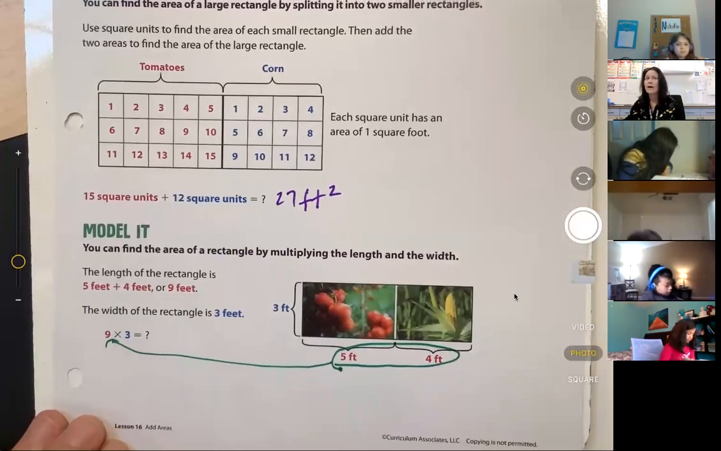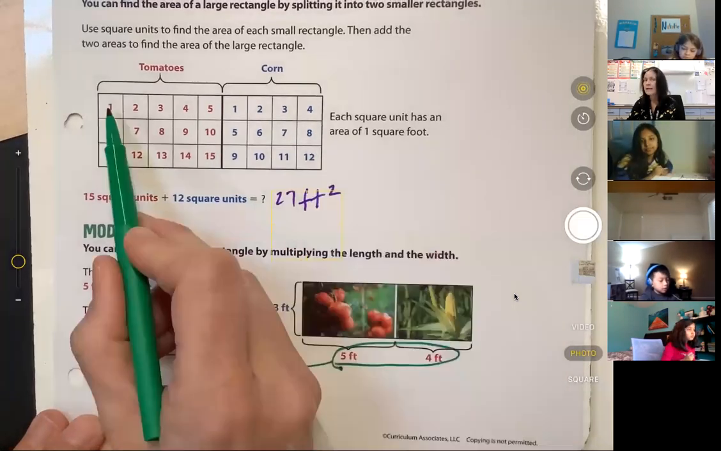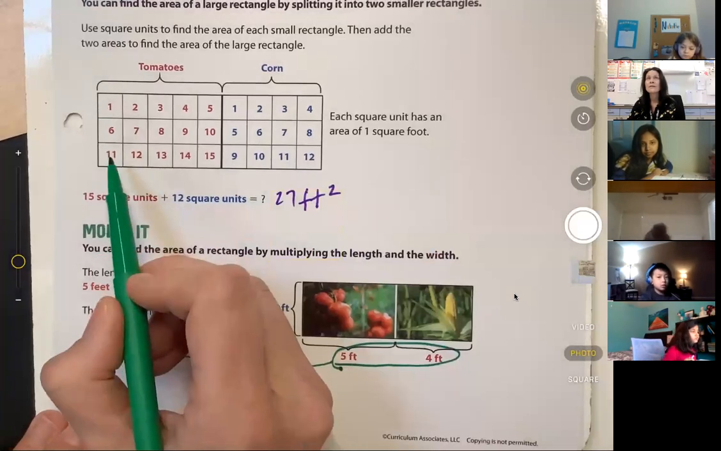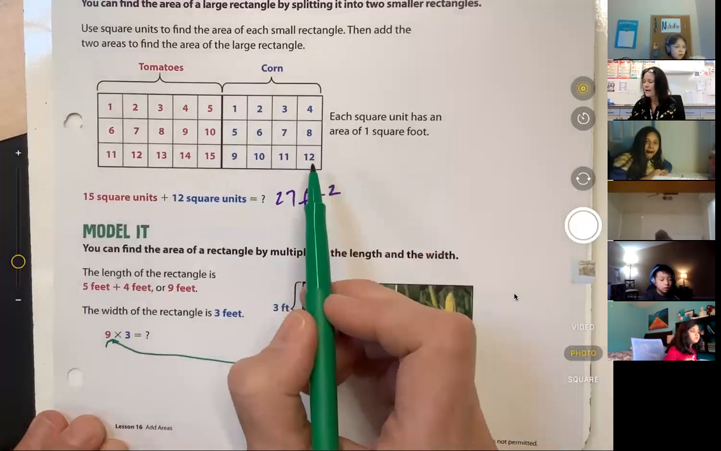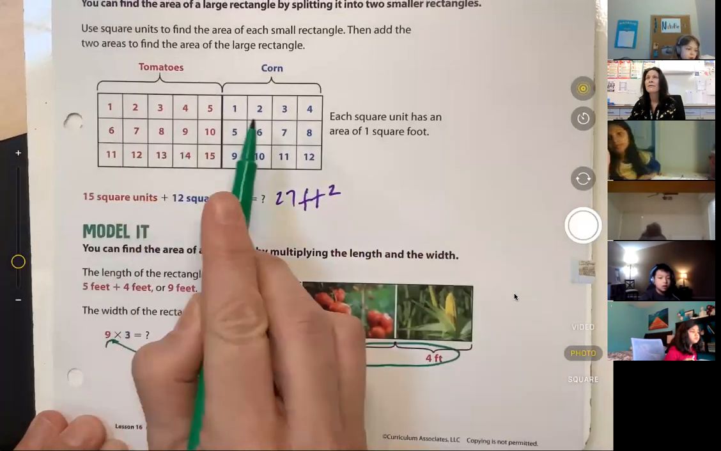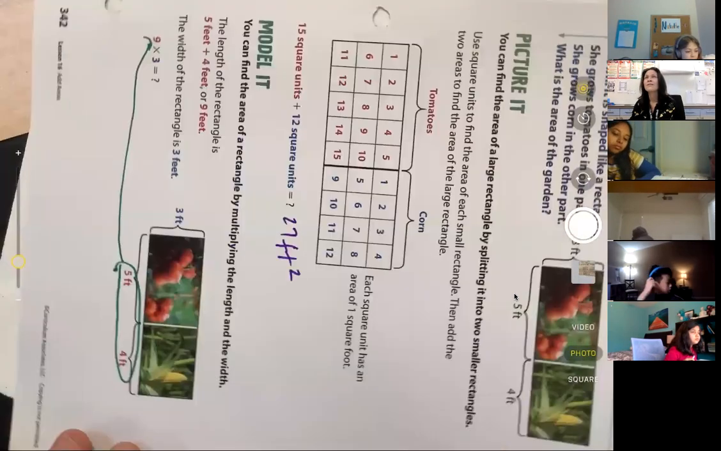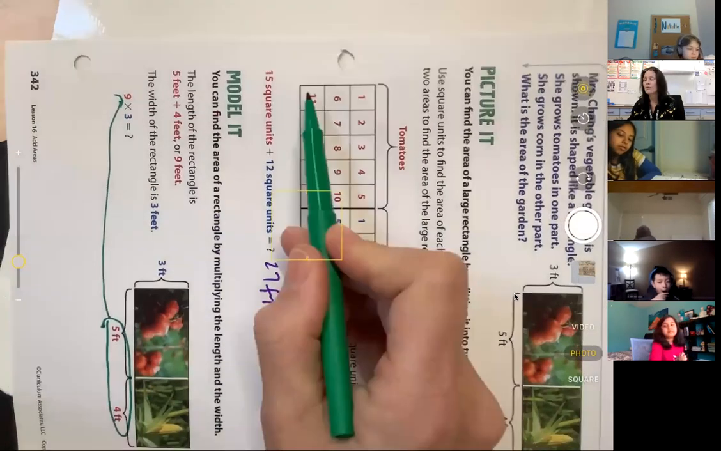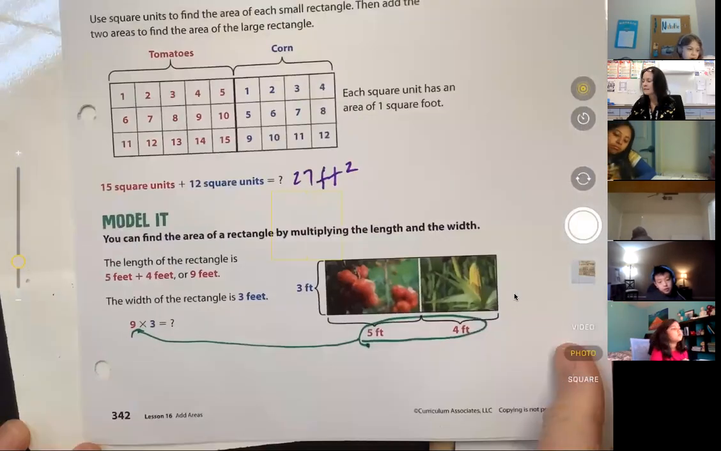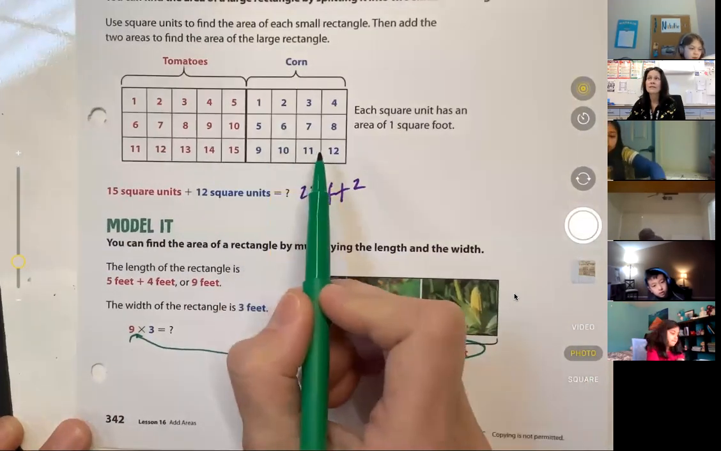And some of you are quickly seeing here that this is an array, that we have 3 groups of 9, right? Or we have 9 groups of 3. Again, friends, we are going to be taking a look at that commutative property of multiplication. 9 groups of 3 or 3 groups of 9. The product, of course, remains the same.